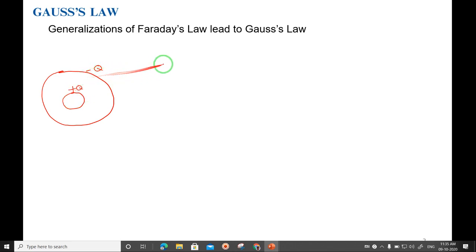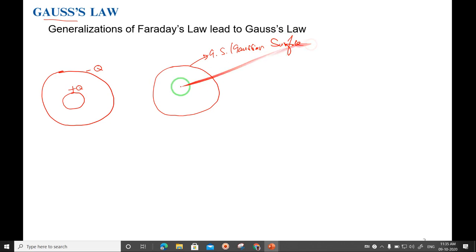Then what Gauss observed is that it is not mandatory that the outer metallic sphere should be present, or that the inner charge should be spherical in shape. He generalized this, but retained the outer Gaussian surface. The surface which encloses the charge, we call it the Gaussian surface.